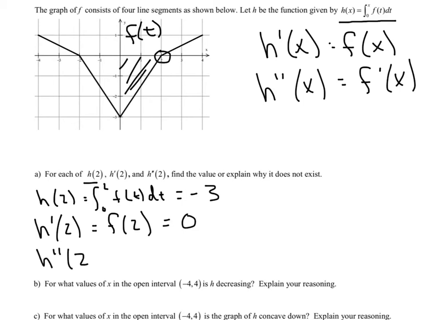H double prime of 2 is really f prime of 2, which means I'm going to go look at the graph. I'm going to read its slope. I'm going to say it doesn't exist because the function's non-differentiable.